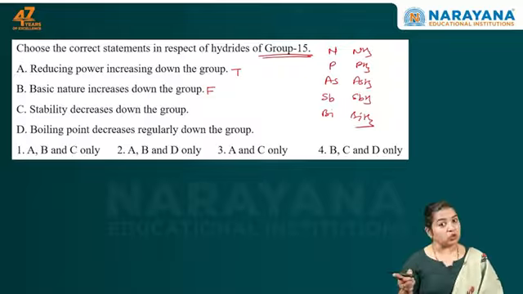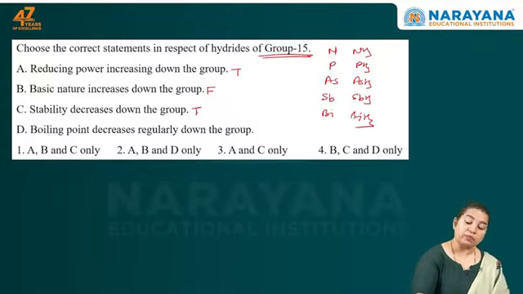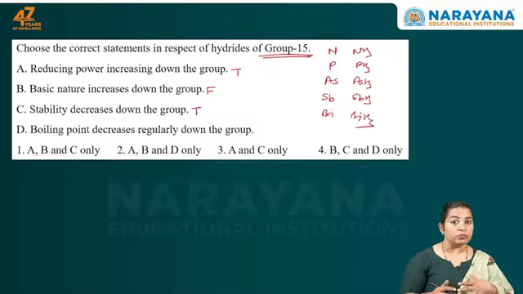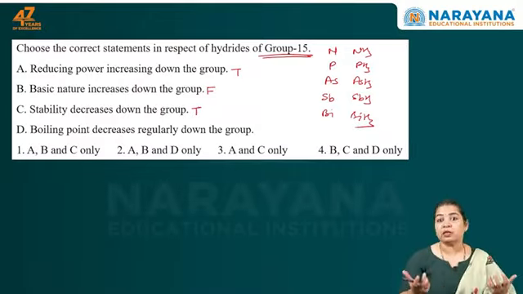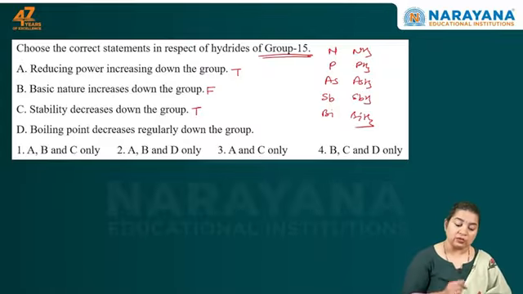Stability decreases down the group, that is again a true statement, because as we go down the group, the difference in energy between the central atom and hydrogen increases and the bond becomes more and more unstable. So, statement C is a correct statement.